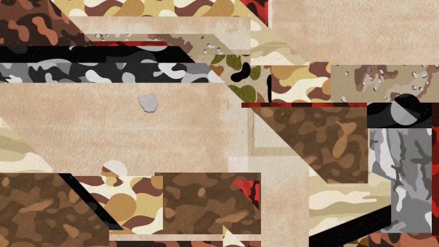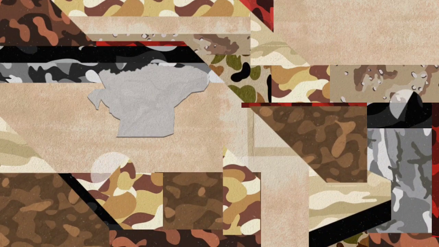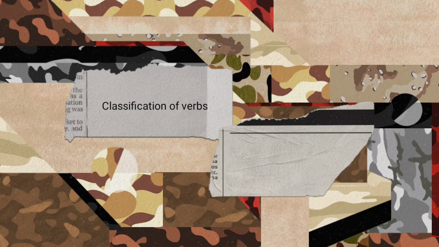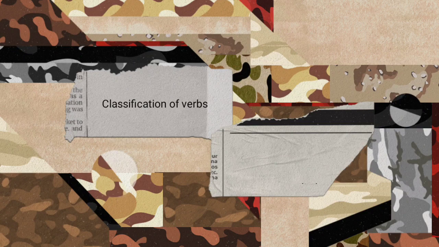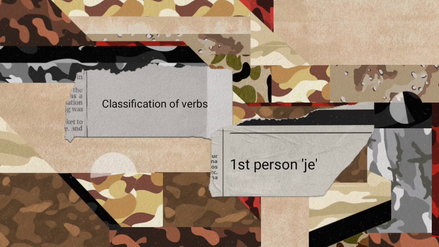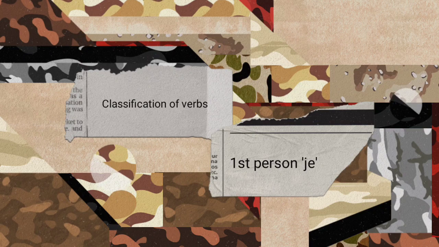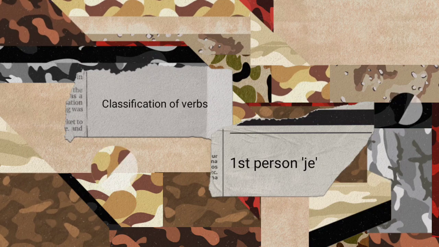We come back to the classification of verbs now. What we're gonna do, we will classify verbs according to the termination of the verb conjugated with the first person je at the present tense. Okay? Let's see together.